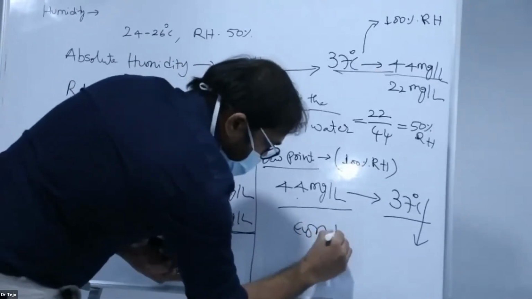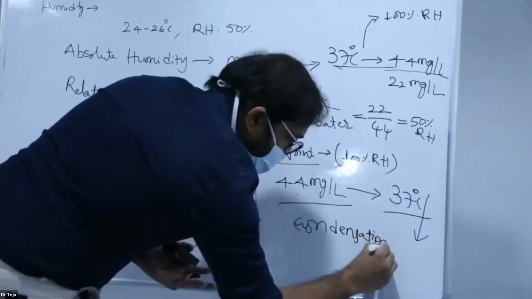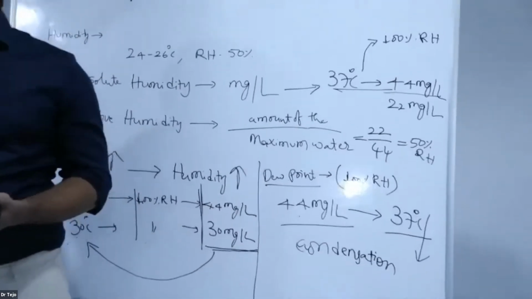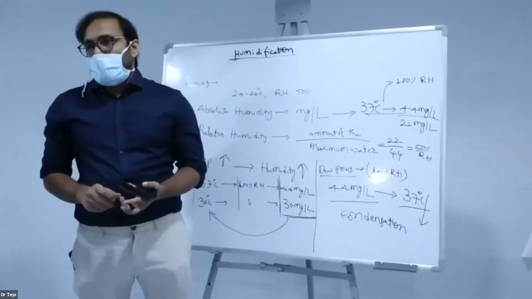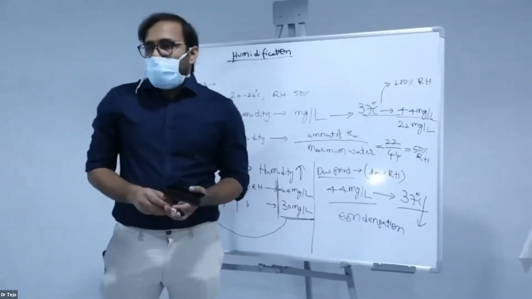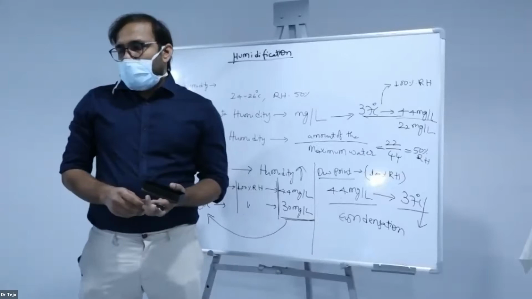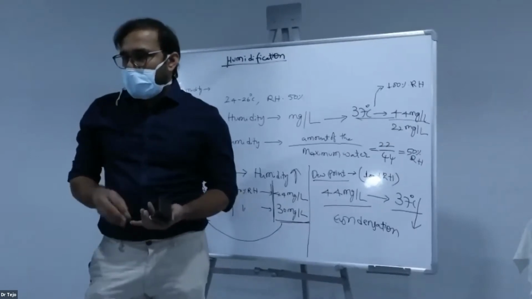Below the temperature, the excess water will go as condensation. So why are we discussing humidity? Humidity is very important to maintain the mucociliary function and epithelial integrity of the respiratory epithelium. So if the humidification is not proper, then the mucociliary integrity will get affected and the respiratory epithelial cell integrity will be affected.